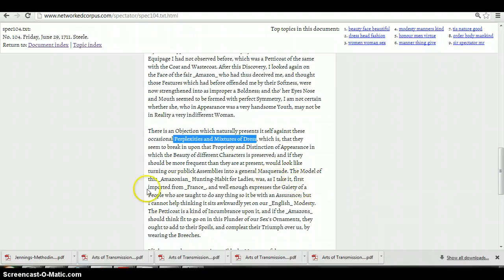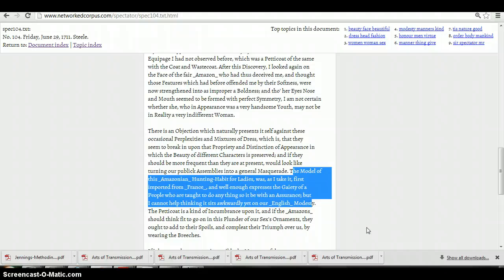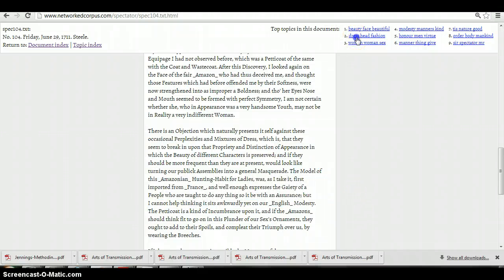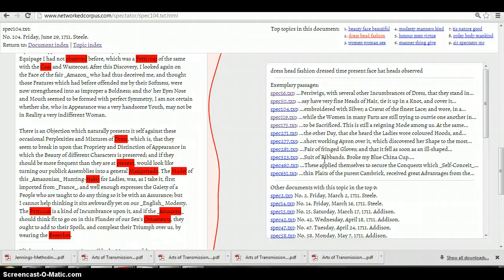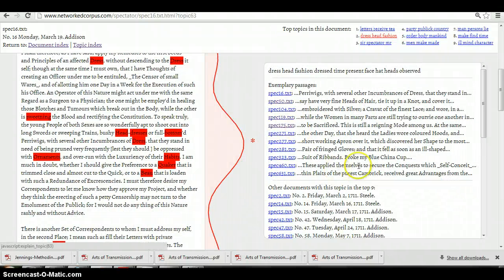It says, the model of this Amazonian hunting habit for ladies, as I take it, first imported from France, well enough expresses the gaiety of people who are taught to do anything with assurance. I cannot think it sits awkwardly on our English modesty. And so we have this interesting moment of discussion of fashion in the period. But then we can navigate it based on how it appears in other issues.